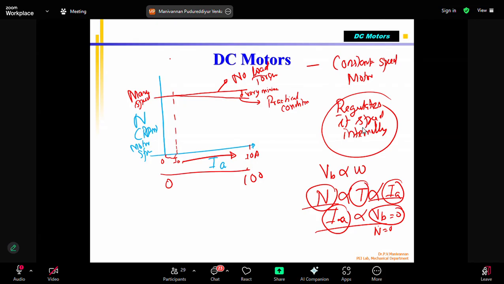It will not run away, but the series motor is dangerous. That's what we are going to see next. So the series motor is the opposite. Basically, if you apply load, then RPM will decrease, and VB will decrease. Current increases, so torque increases. Increased torque will automatically drive the load.